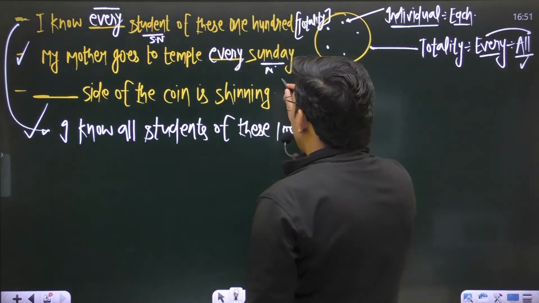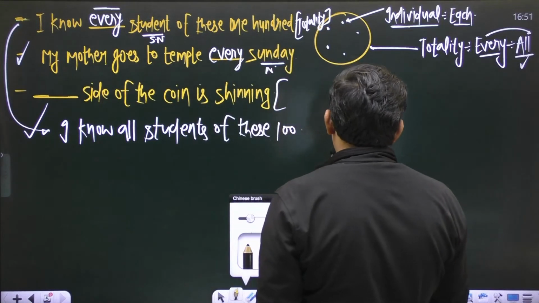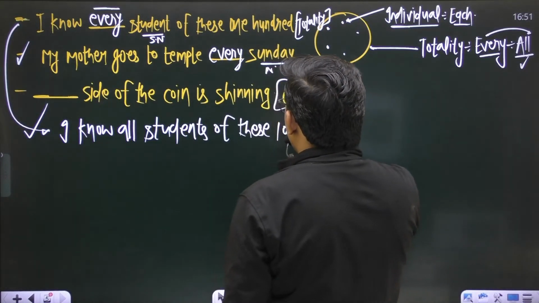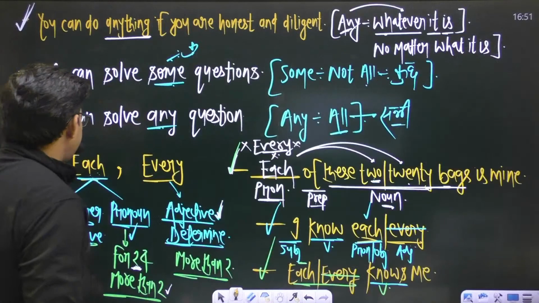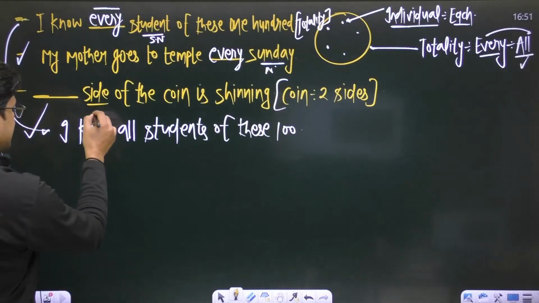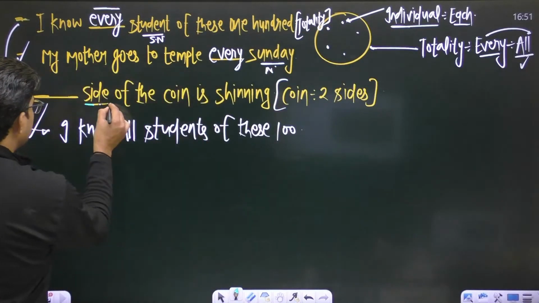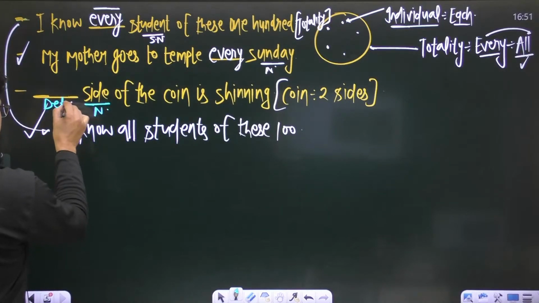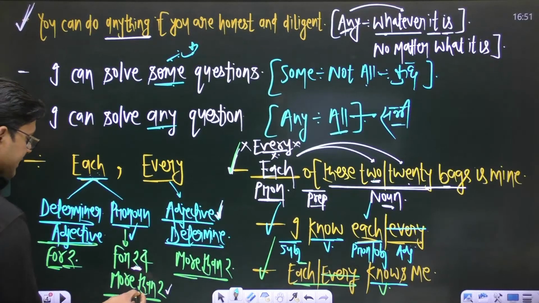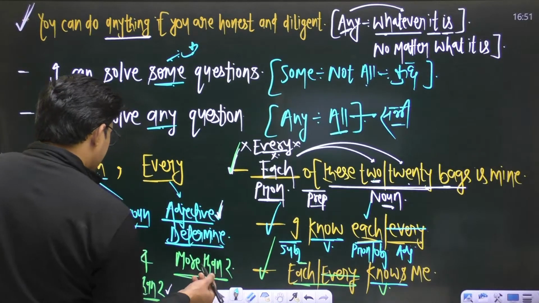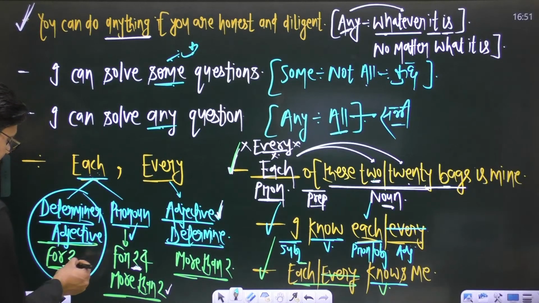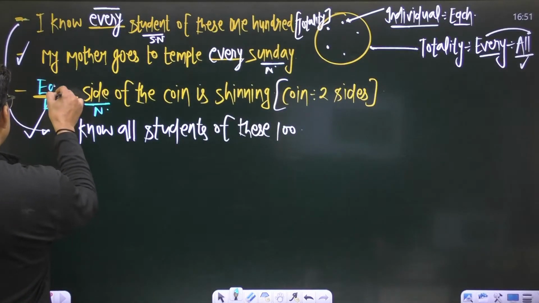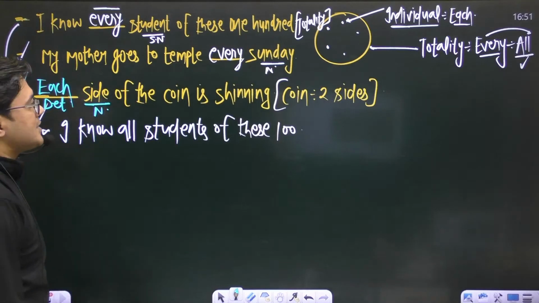Okay, if you talk about side, make sure every coin has two sides, and in this sentence, before this noun, you require a determiner. Whenever it comes to two as a determiner, we use what? We use each. So in the last sentence, each will be the right answer. Each side of the coin is shining.